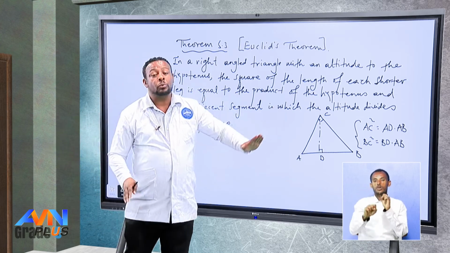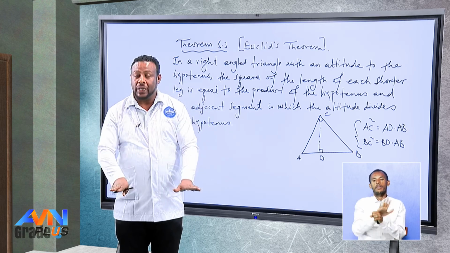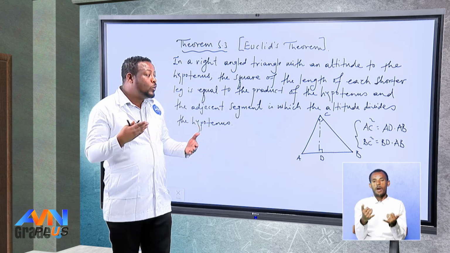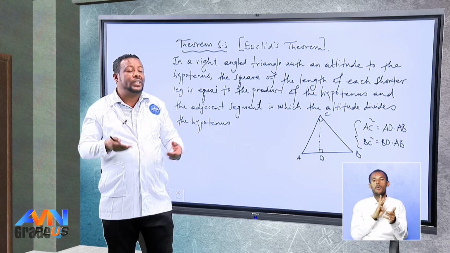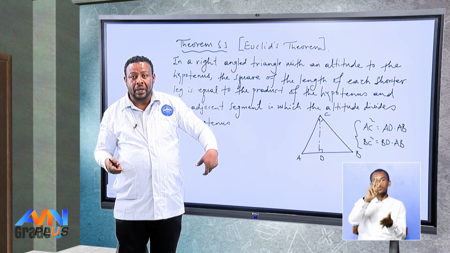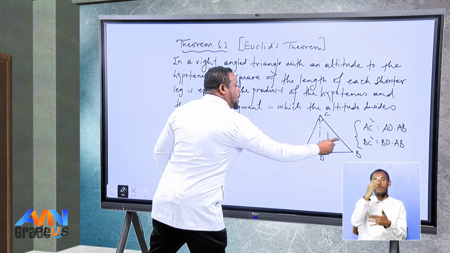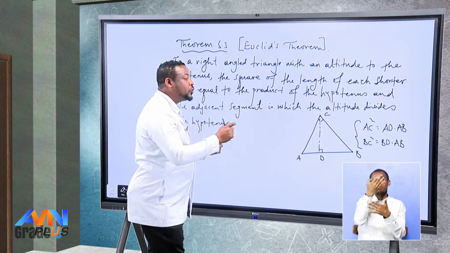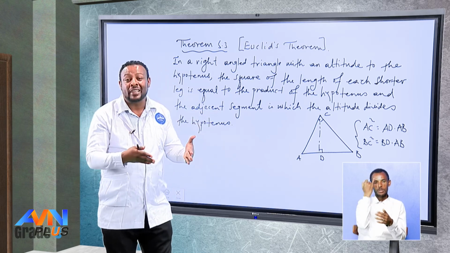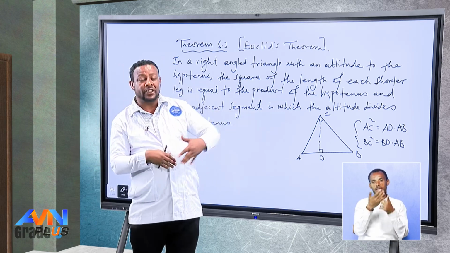So these two should be satisfied in Euclid's theorem. Now I will show you how we can prove these two formulas. To prove them, we need to apply the concept of similarity that we discussed in the previous unit.